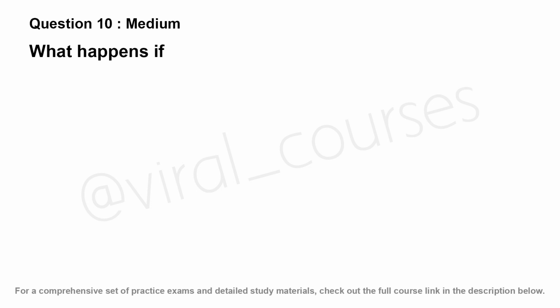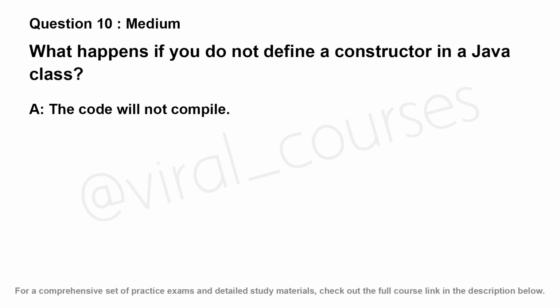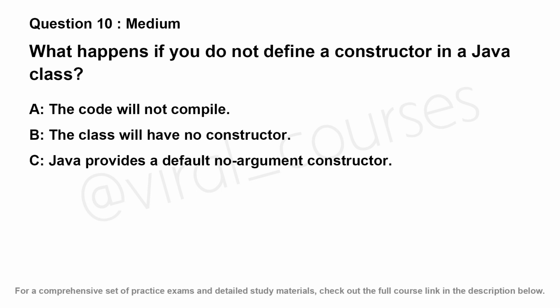What happens if you do not define a constructor in a Java class? Option A, the code will not compile. Option B, the class will have no constructor. Option C, Java provides a default no-argument constructor. Option D, the objects will remain uninitialized.